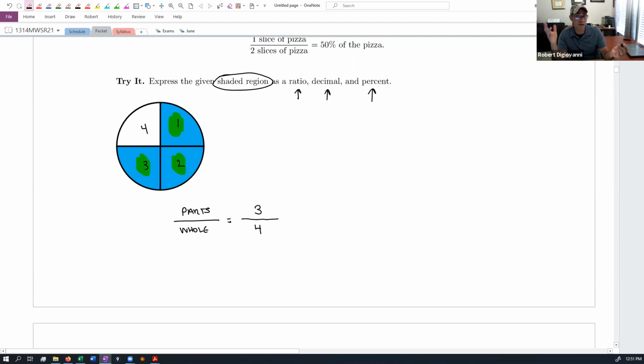And that's our fraction, as long as it's reduced, right? 3 out of 4. Then to go to a decimal, how do we get a decimal from a fraction? What are we going to do?